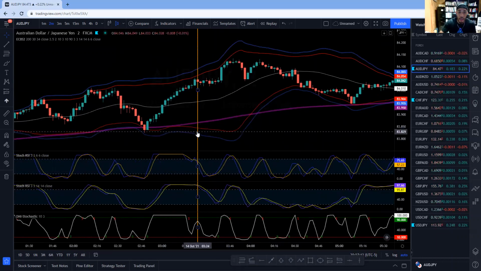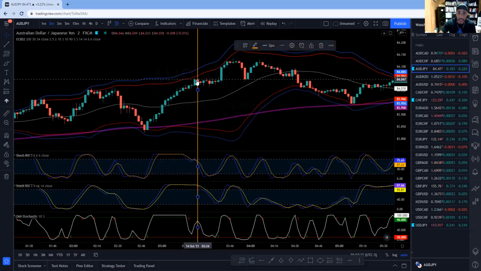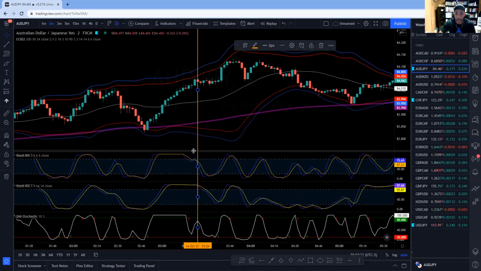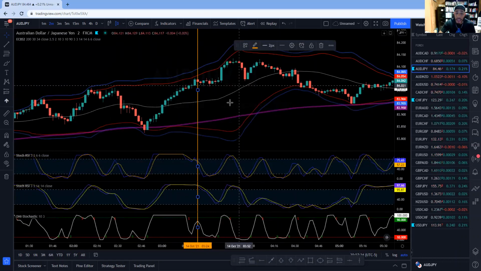We scale down to the 2 minute, right? And we see that it was oversold right here. But look, the 2 minute is not touching the Bollinger Bands yet. It's not touching the Bollinger Bands. You don't even have both stochastic RSIs overbought yet. So now what do we do? We wait for price on the 2 minutes to come touch the Bollinger Bands and we get our confirmations.